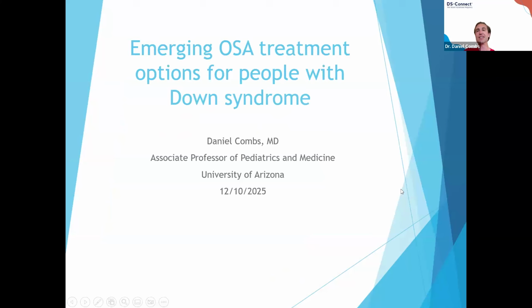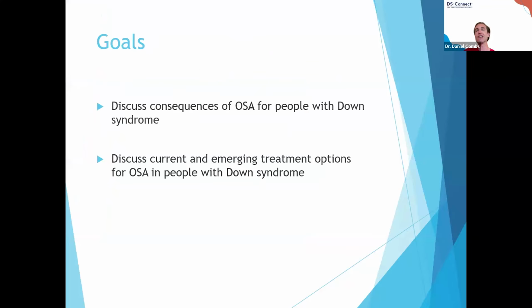Okay. So I'm excited to be here and talk about probably what I spend most of my time doing for research, which is looking at sleep apnea treatment for people with Down syndrome. Goals today: talk about why we care about obstructive sleep apnea for people with Down syndrome, and then focus on what the current treatments are and what the future treatment options are for obstructive sleep apnea in people with Down syndrome.